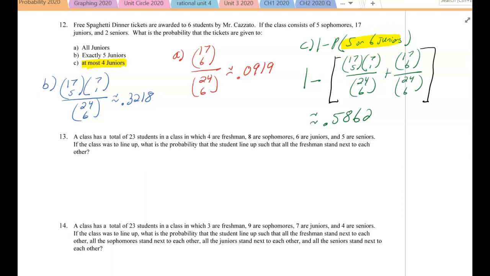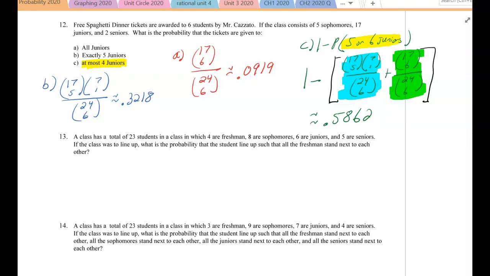So for problem C, I had to figure out 5 juniors that I'm highlighting in blue. I had to figure out 6 juniors, which I'm highlighting in green. I would add those two up, and then I could use the complement concept. Go ahead and pause the screen and try 13 if you haven't already.